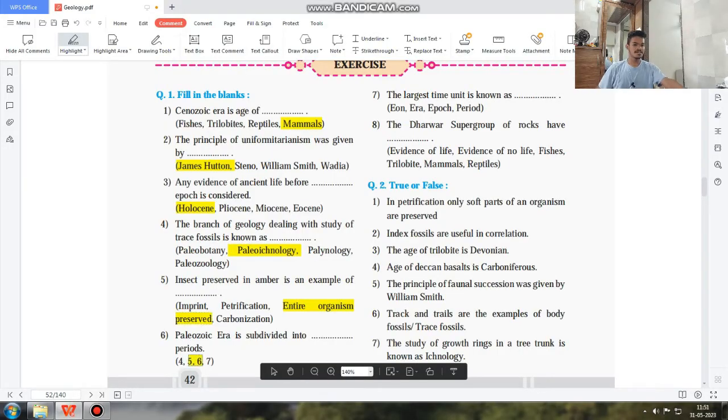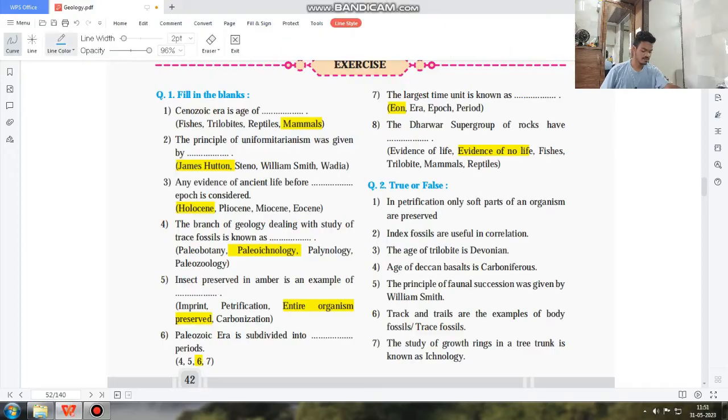Paleozoic era is subdivided into 6 periods. You can read that. 6 periods, as I told you. Largest time unit is known as eon, smallest is epoch. The Dharwar supergroup of rocks have evidence of no life. So I'll give you this also at the same time.